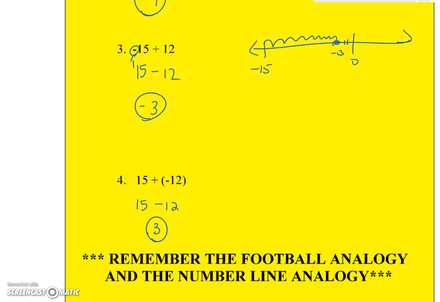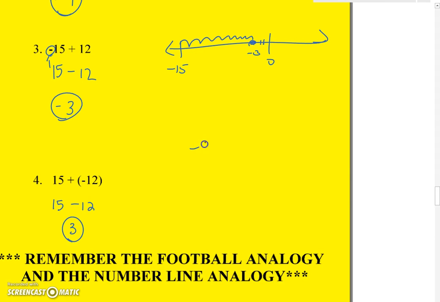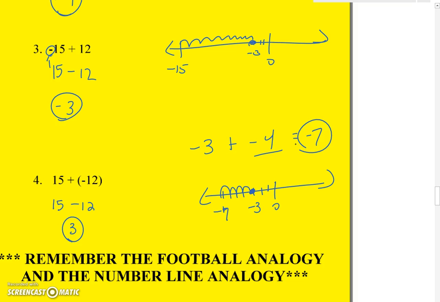Think about the number line. If you want to think about playing football, like we talked about in class, negative 3 plus negative 4. Imagine the quarterback had just gotten sacked, and so now he's 3 yards behind the line of scrimmage, and then he gets sacked again for 4 more yards. 1, 2, 3, 4. He's going to be more in the negative. He's going to be at negative 7. It's another good way to think about these problems.